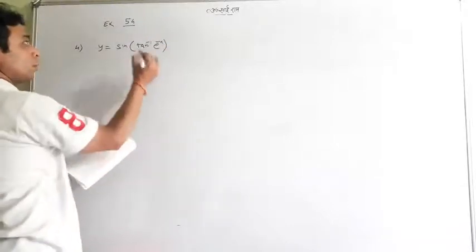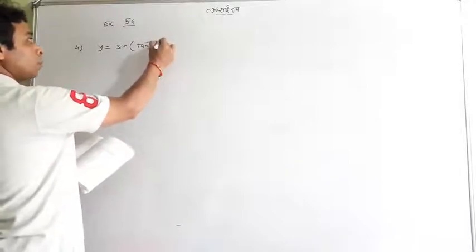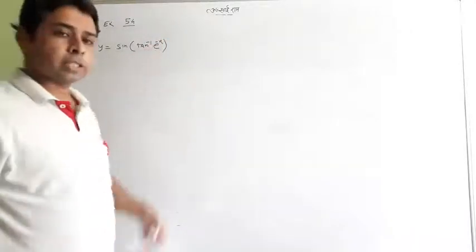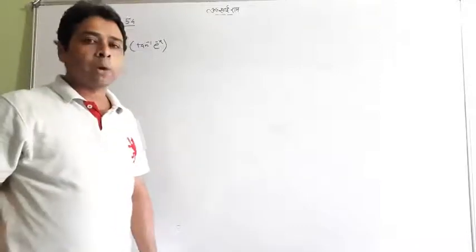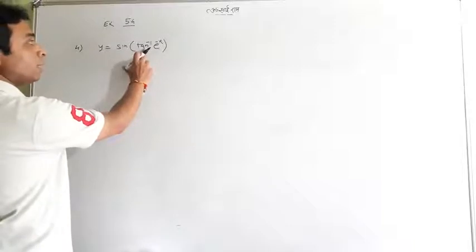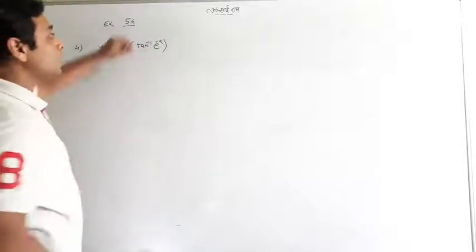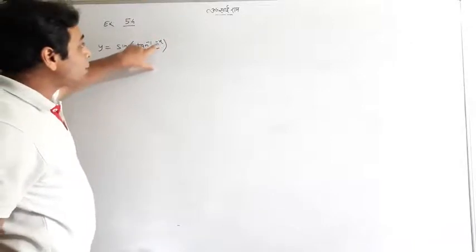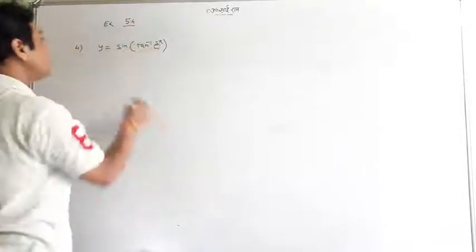This is a question. y is equal to sine of tan inverse e to the power minus x. So first you should count the number of functions. First is sine, second is tan inverse, third is e to the power minus x, and fourth is minus x. So first is sine, tan inverse, e and minus x. Four functions we have.